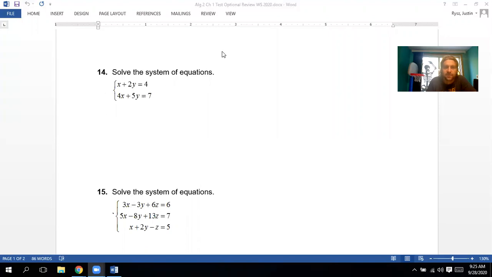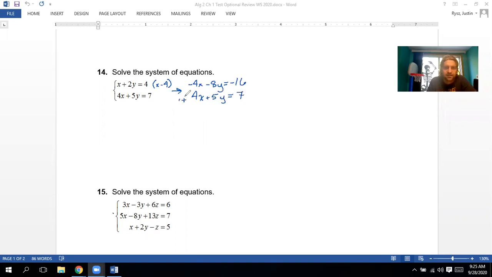So let's go through the first one here. We're going to solve by using elimination, because that's the method that will work for both of these problems. So we got x's on x's, y's on y's. What we need to do is multiply one of these to get rid of the variable. I'm going to multiply the top row by -4 here. So I can get -4x minus 8y equals -16. The bottom stays 4x plus 5y equals 7.